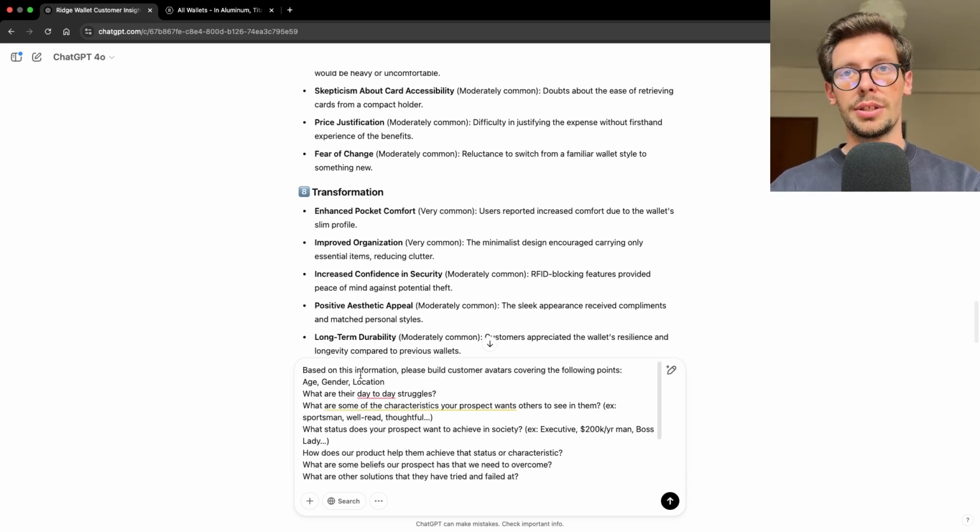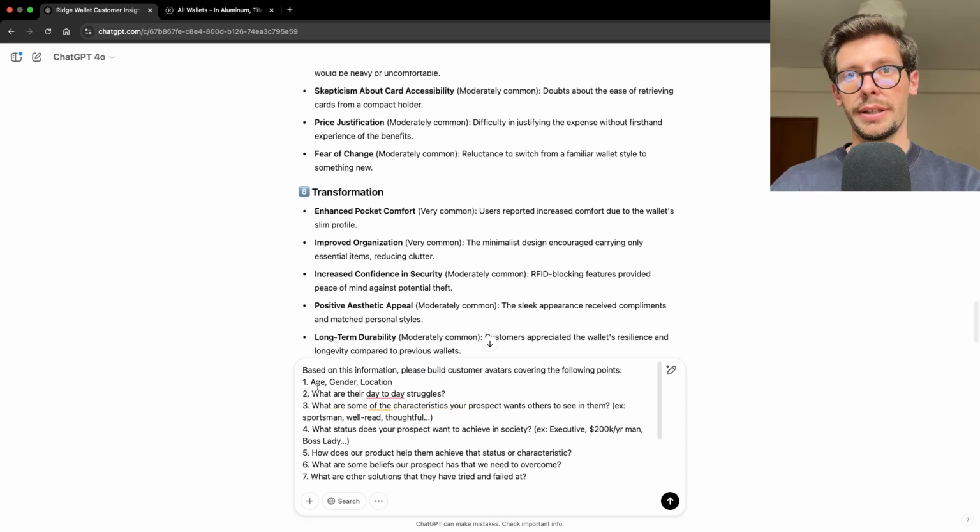So here, based on this information, please build customer avatars covering the following points. Number 1, age, gender, and location. Number 2, what are their day-to-day struggles? Number 3, what are some characteristics your prospect wants others to see in them? This is where you can sell via identity.